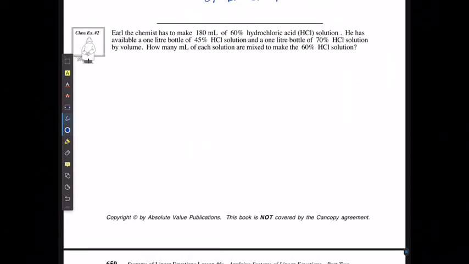If I'm looking at another type of mixture problem, in this case it's a chemistry style mixture problem. Earl has to make 180 milliliters of 60% hydrochloric acid solution. He has a 1 liter bottle of 45% hydrochloric acid and a 1 liter bottle of 70% hydrochloric acid. How many milliliters of each solution are mixed to make the 180 milliliters of the 60% solution?